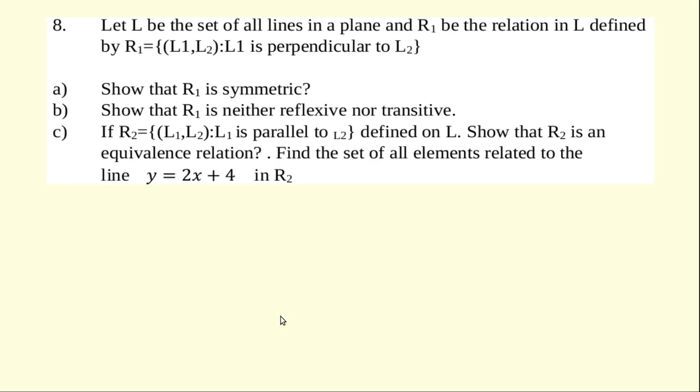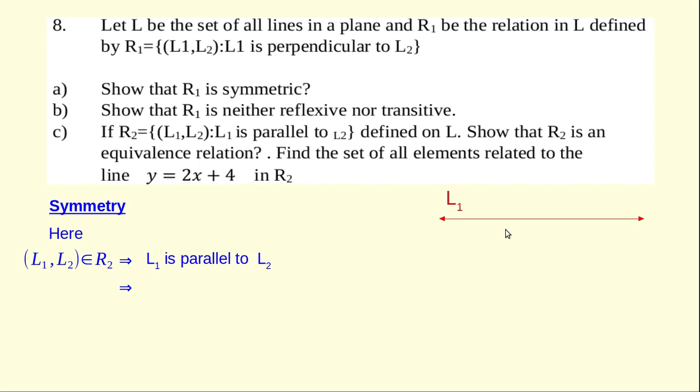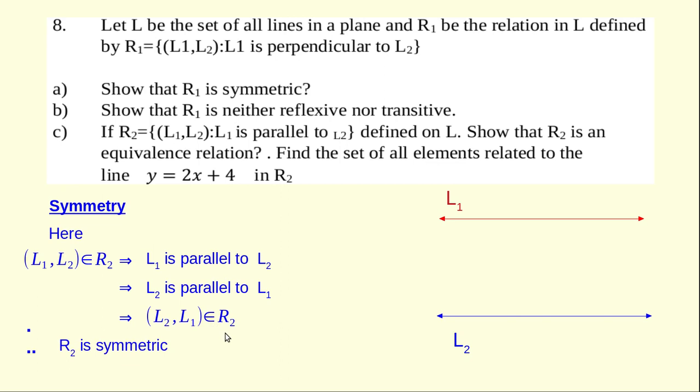Okay, what about the symmetry? The relation is symmetric if, whenever (L1, L2) is in R2, we can show that (L2, L1) is also a member of R2. (L1, L2) belongs to R2 means L1 is parallel to L2. This is L1, and how can I draw L2? Parallel to L1, the same slope as L1. Okay, this is L2. Clearly, L1 is parallel to L2 and L2 is parallel to L1. Whenever L2 is parallel to L1, we can say (L2, L1) is in R2, and hence the relation R2 is symmetric also.